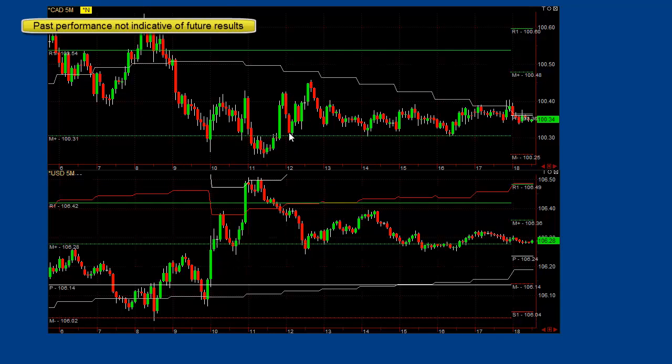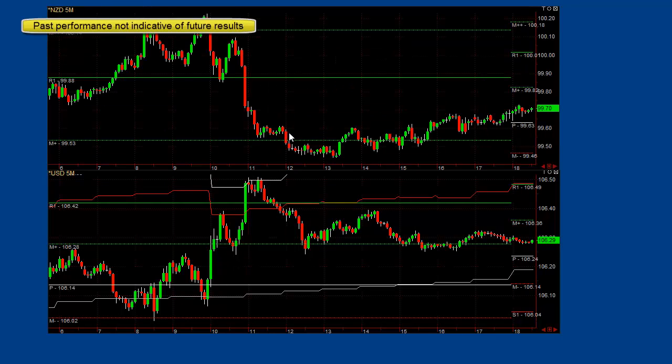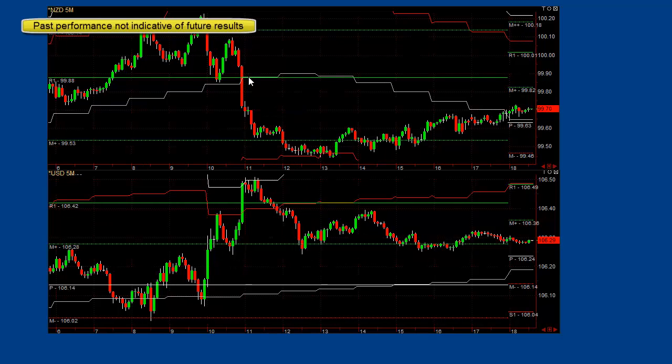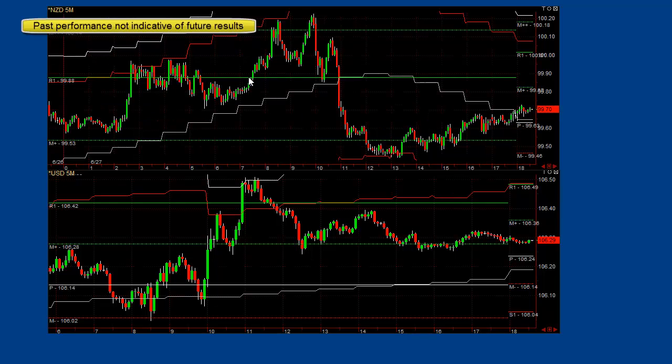Let's see how the New Zealand did. You really want to find one that's just going down against everything. Unfortunately, this one was above its hourly before, double topped right here, and has a 1, 2, 3 reversal sell pattern right here. Let's kind of zoom out a little bit.